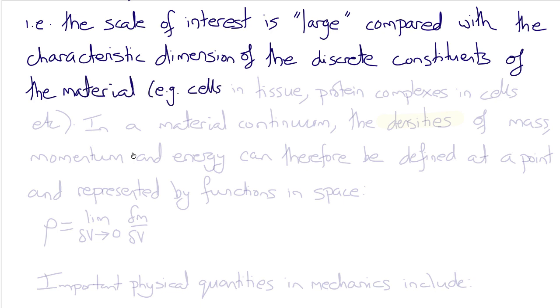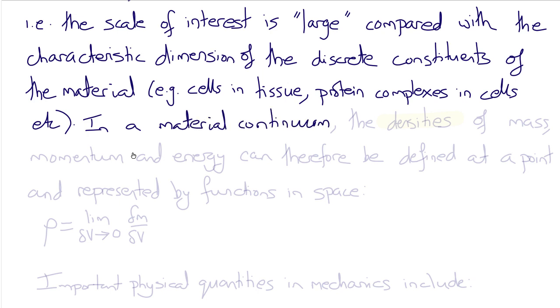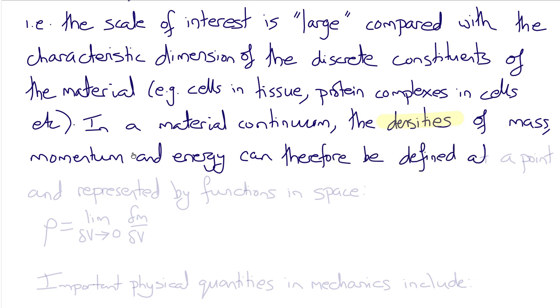So the scale is determined by the composition of the material and the relative discreteness of the material. And we can approximate those materials that actually have discrete constituents as being continuous when the scale is sufficiently larger than that individual discrete scale. And as a result, in a material continuum, we can define the densities of mass or momentum or energy or other physical quantities at any point in space, and then represent those densities as continuous functions in space.